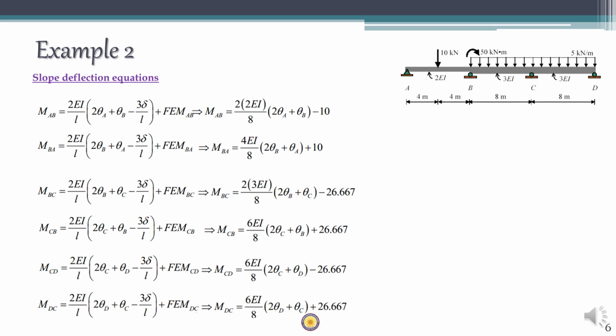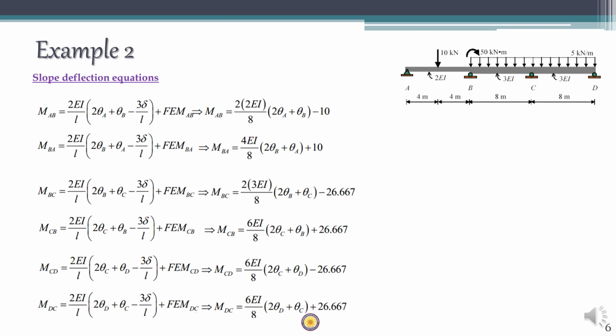So first of all we will write MAB equal to 2EI by L into 2 theta A plus theta B minus 3 delta by L plus FEM. Substituting, only the deltas are going to be 0. However, theta A, theta B, theta C, theta D are going to be unknown values. So you have to write down all the slope deflection equations.